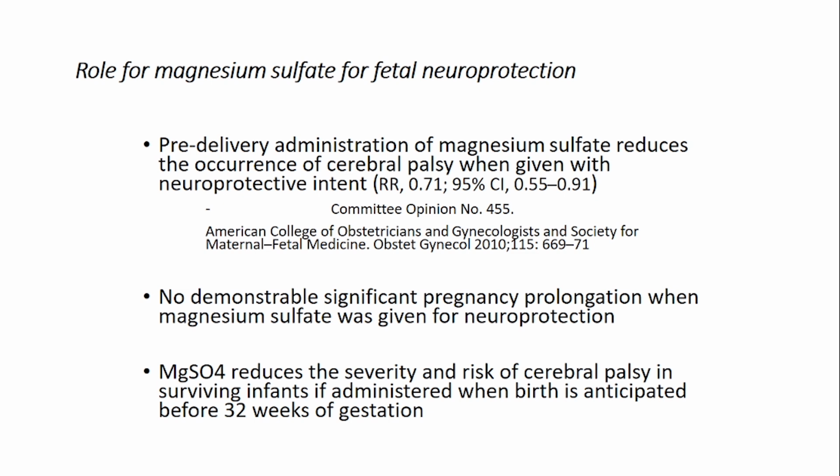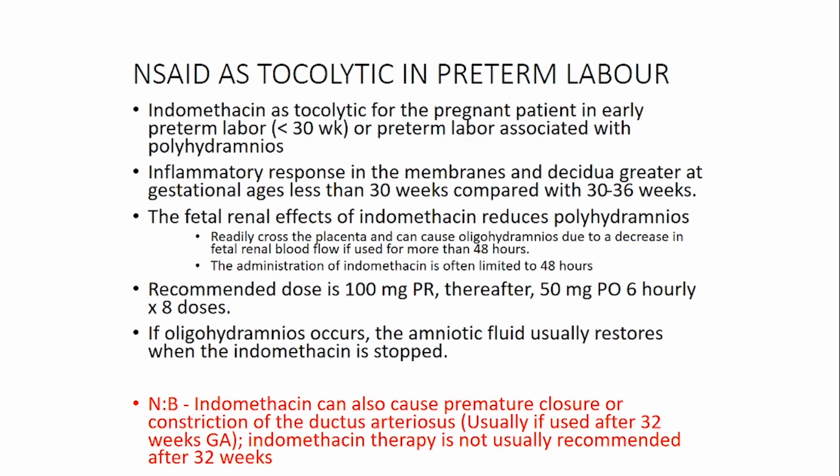There is no demonstrable significant pregnancy prolongation when magnesium sulfate is given as neuroprotection. In fact, the effect of magnesium sulfate as a tocolytic is between 24 to 48 hours. So magnesium sulfate reduces the severity and risk of cerebral palsy in surviving infants if administered when birth is anticipated before 32 weeks gestation.